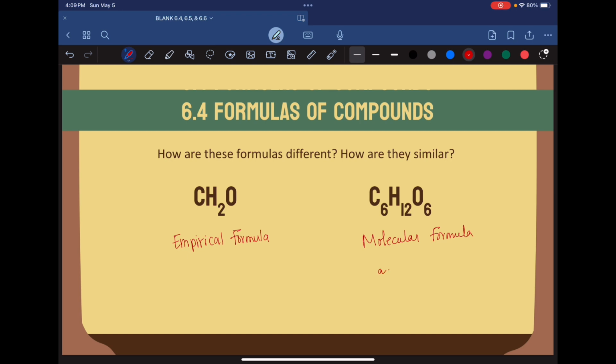The molecular formula is the actual formula. The empirical formula is going to be the smallest whole ratio of the molecular formula. So to go from the molecular formula to the empirical formula in this case, we divided by 6 because all these numbers could be divided by 6 and still get a whole number. Remember, if there's no number, it's an invisible one.